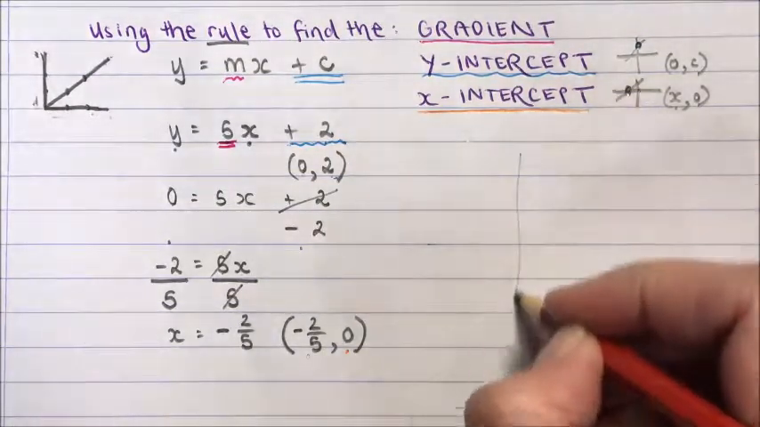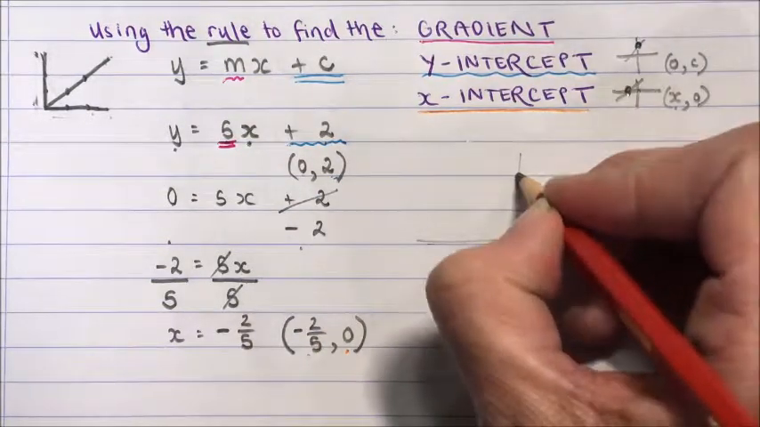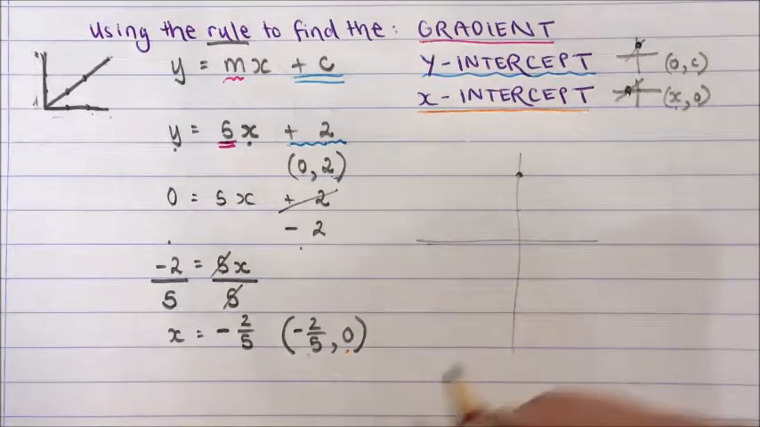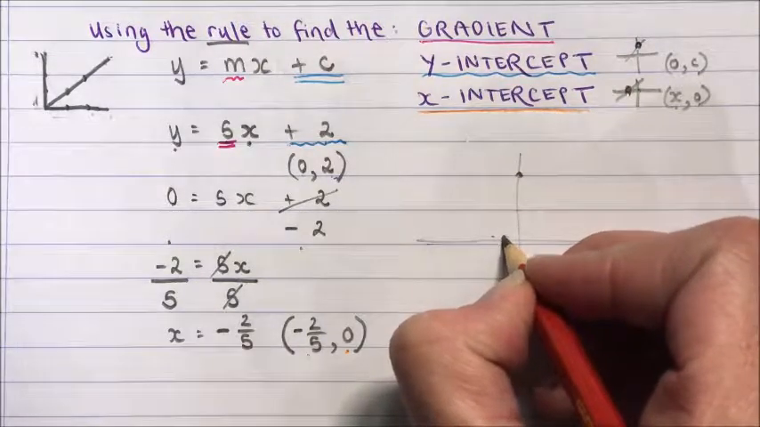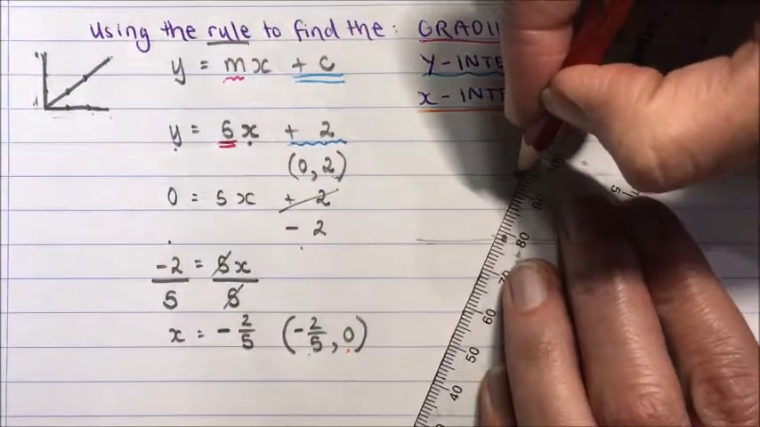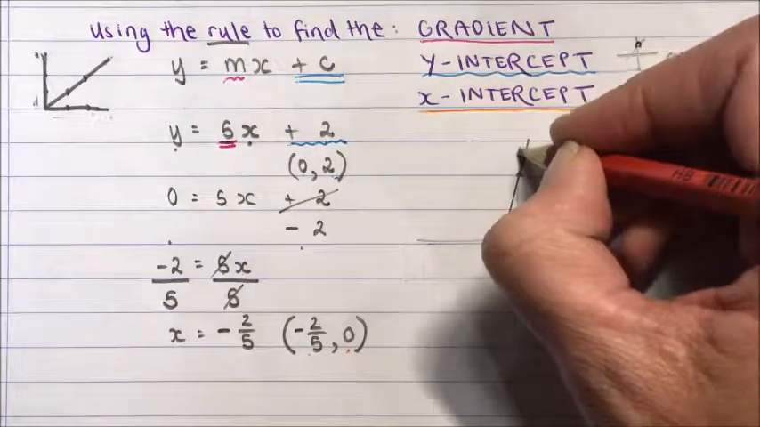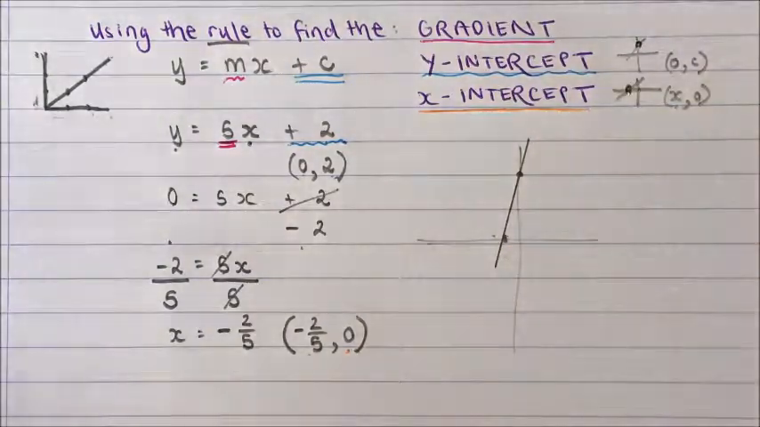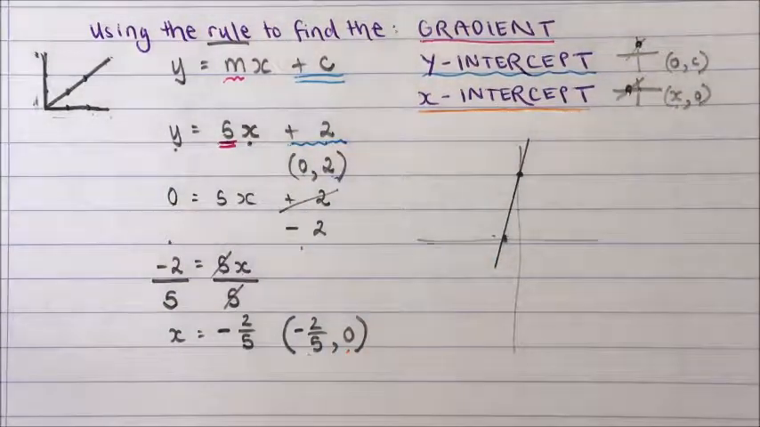So basically, if we had something like this, we know that it's going to cross the y-axis at 2, and it's going to cross the x-axis at not quite 1, so about negative 2/5 is there. And so we just join them up, and we've got a little line. As you can see, it's a pretty steep line, but it's still got a positive gradient.